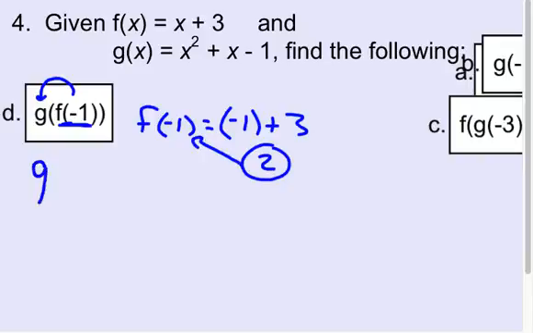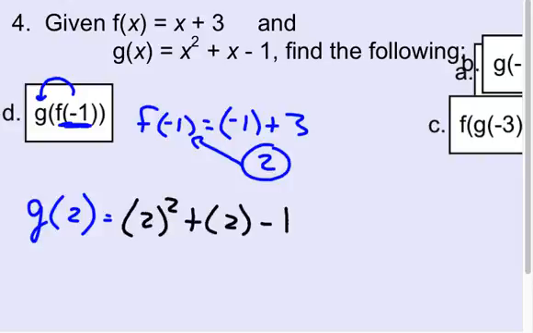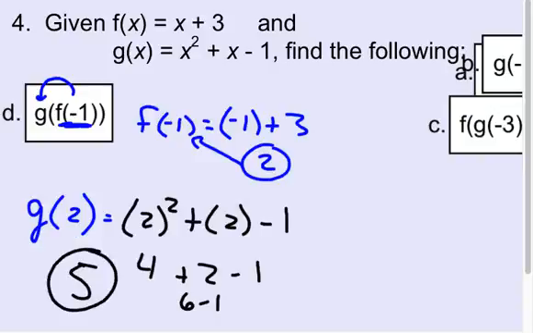So that means I want to find g of f of negative 1, but f of negative 1 is equal to 2. So I'm going to find g of 2 actually. Take your answer for the f of negative 1, plug it into the g function. So bring this down a little bit here. And plugging in 2, I'm going to have 2 squared plus 2 minus 1. So this is 4 plus 2 minus 1, 6 minus 1. My final answer is 5. So g of f of negative 1 is equal to 5. Very good.